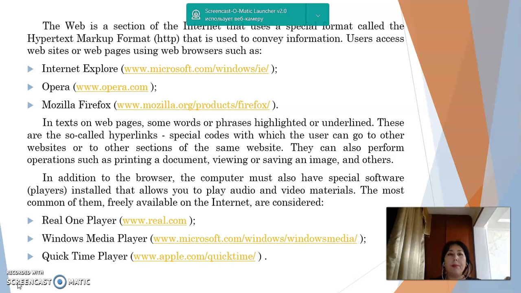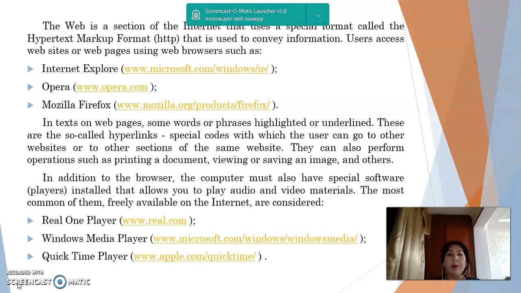In the text on web pages, some words and phrases are highlighted or underlined. These are the so-called hyperlinks, special codes with which the user can go to other websites or to other sections of the same website. They can also perform operations such as printing a document, viewing or saving an image, and others.